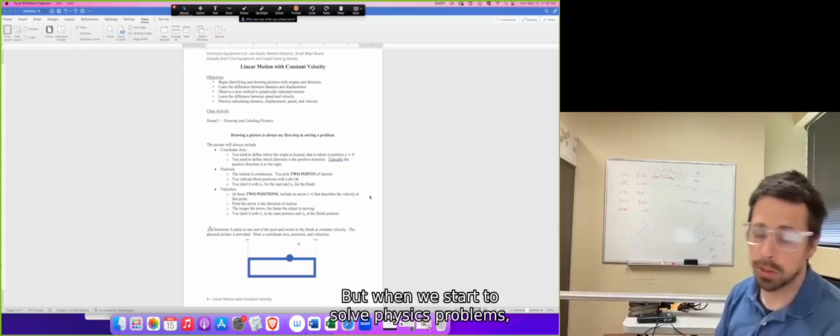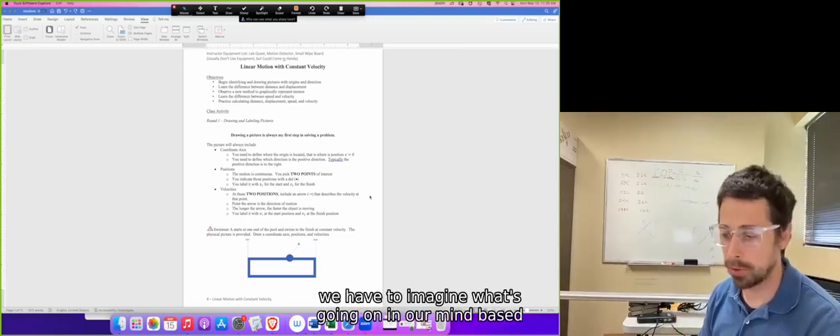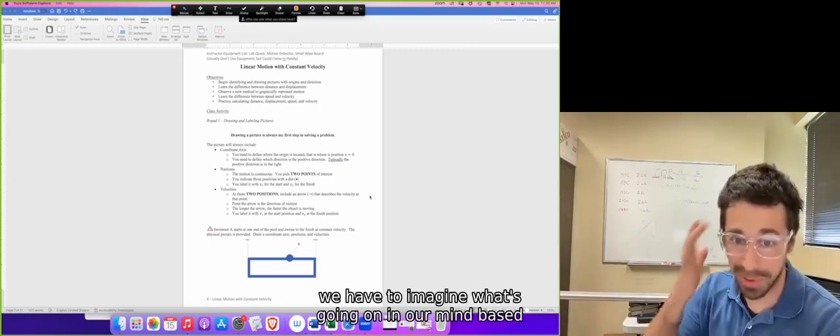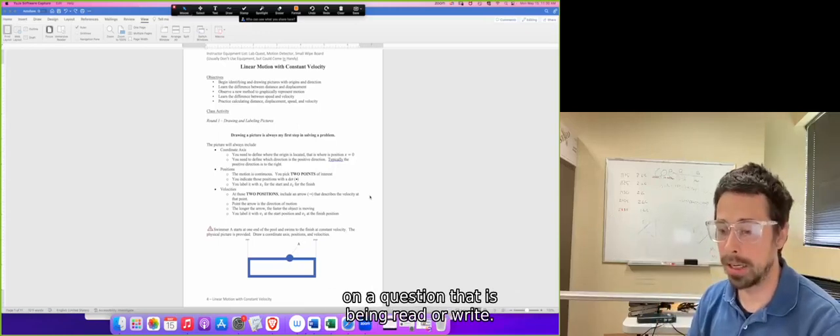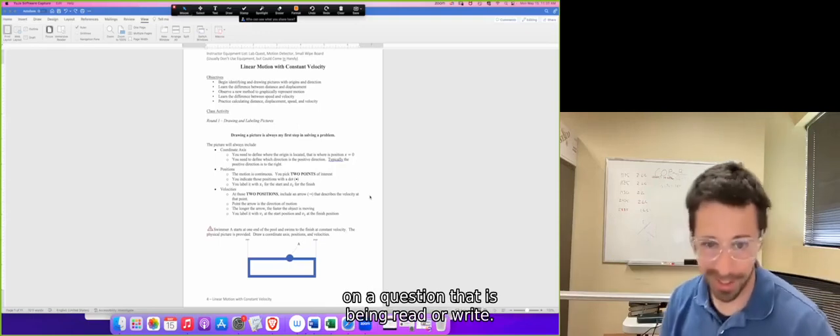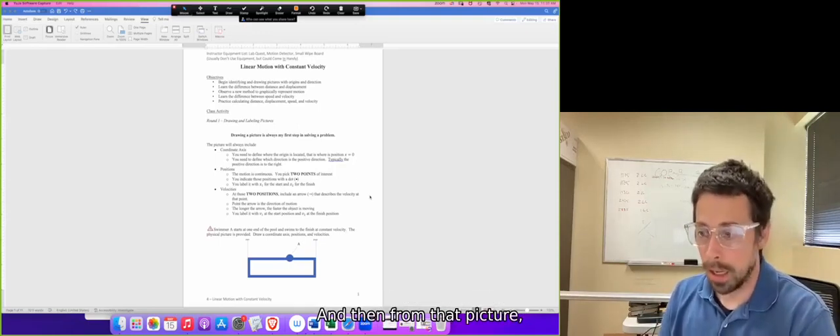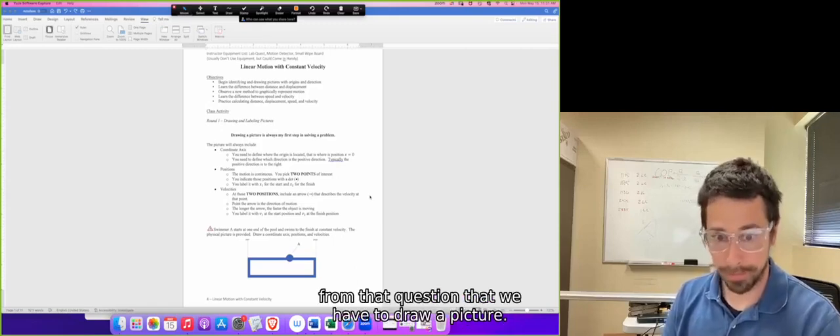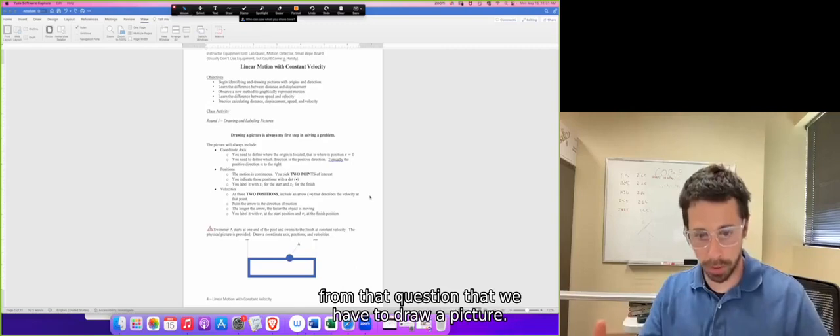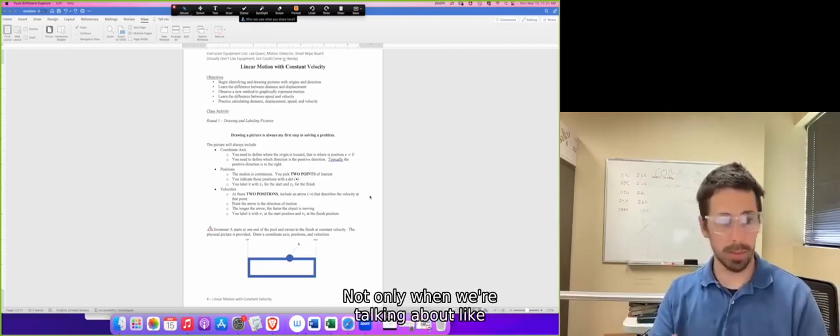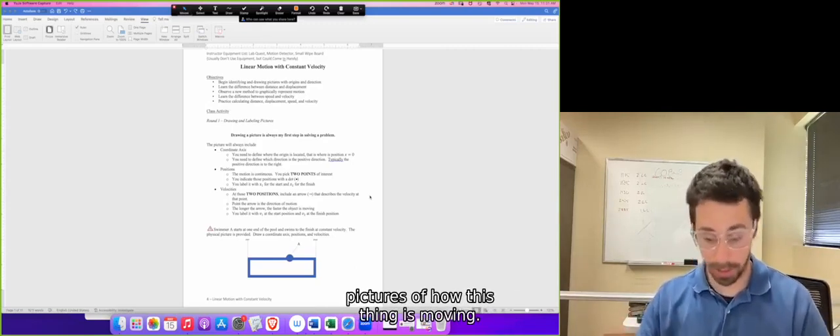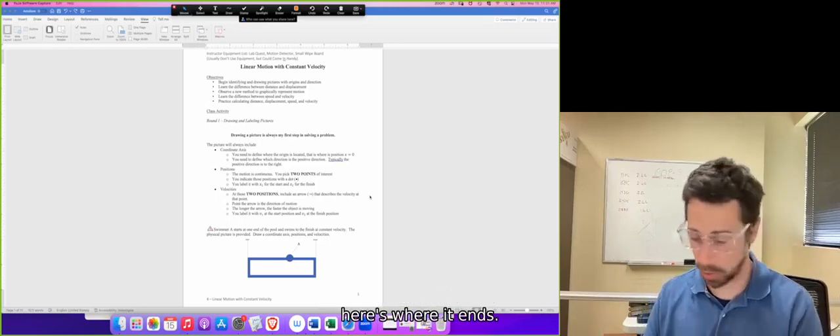But when we start to solve physics problems, we have to imagine what's going on in our mind based on a question that is being read, either we're reading it or it is being read to us. And then from that question that we read, we have to draw a picture. And not only a picture of how this thing is moving, we have to say, here's where it starts, here's where it ends.